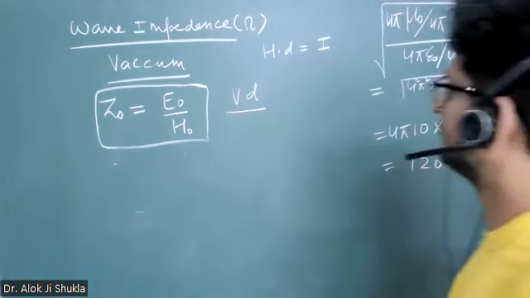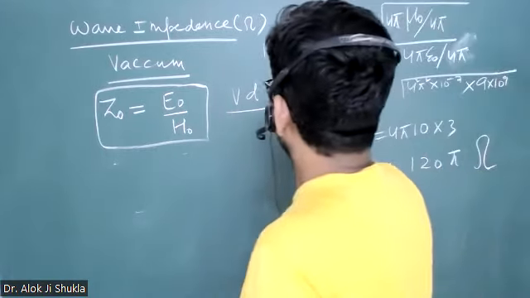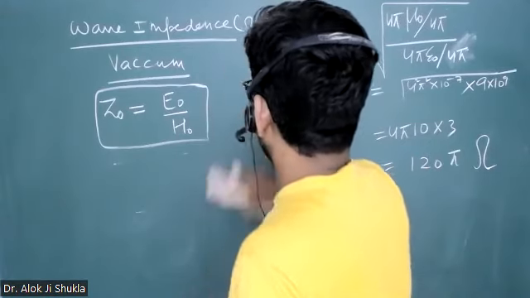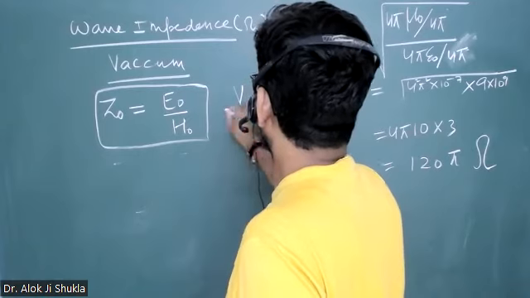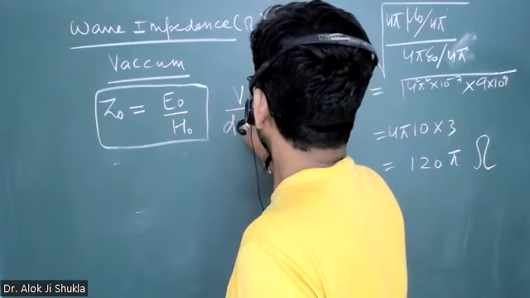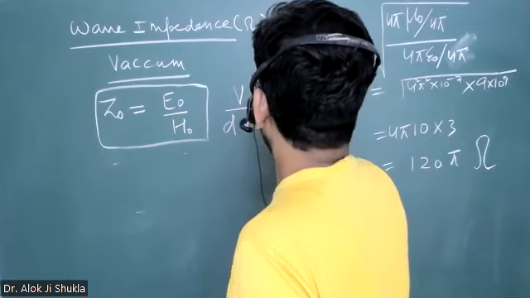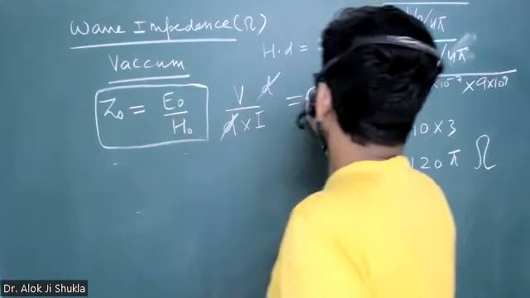Sir, this E equal to V by D होता है। V equal to ED. E is equal to V by D. V by D into what was H? I by D. So D, D cancel, it becomes resistance.